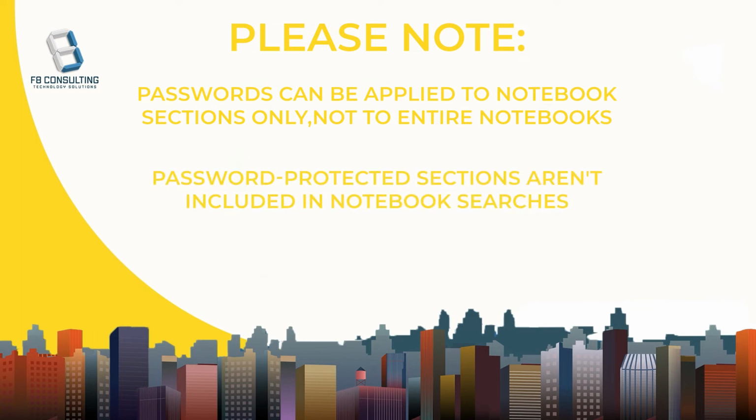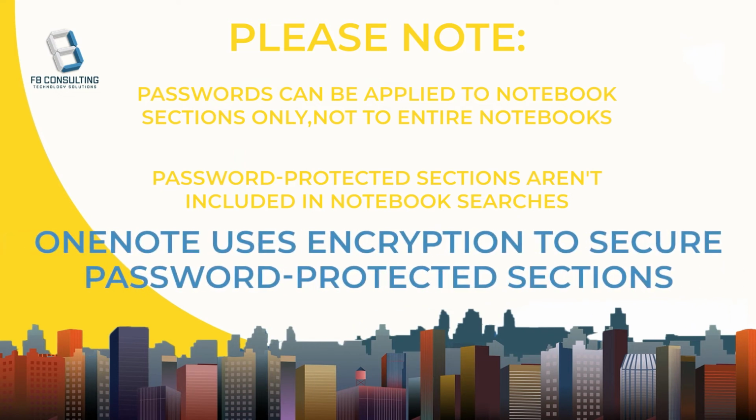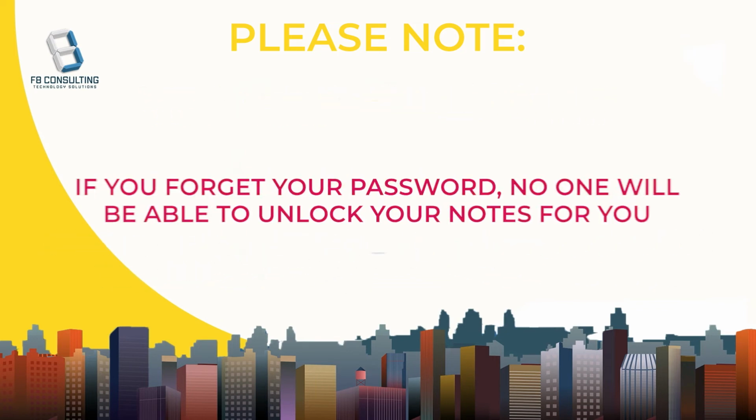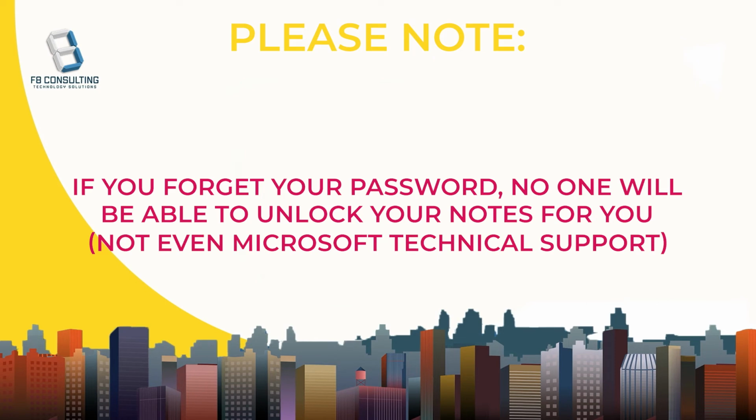Also, if password protected sections are locked, you won't be able to use the search function. They won't come up. They have to be unlocked in order to be able to search them. And OneNote uses encryption to secure password protected sections. So please, please, please set it to something that you will remember, because if you forget that password, no one will be able to unlock those notes for you, not even Microsoft. So please make sure you use a password that you will remember. That's just some notes before we get started on sharing.